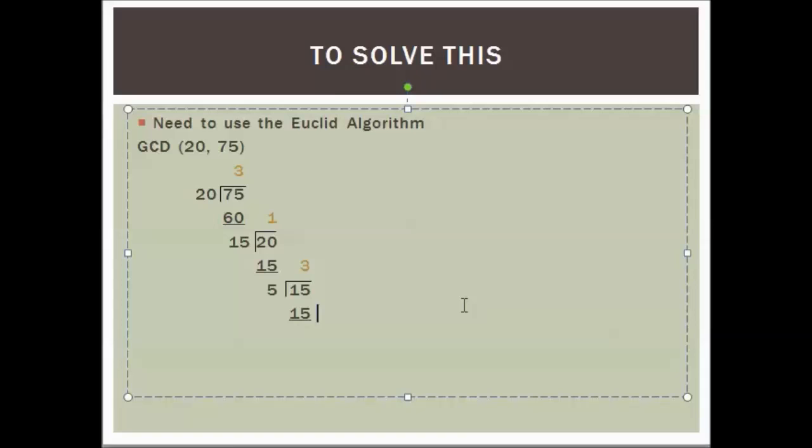Okay, so I know you can do this in your head. You can look at 20 and 75. So yeah, the greatest common divisor is 5. You don't have to do anything to figure that one out. But it might take you a little more time with larger numbers.